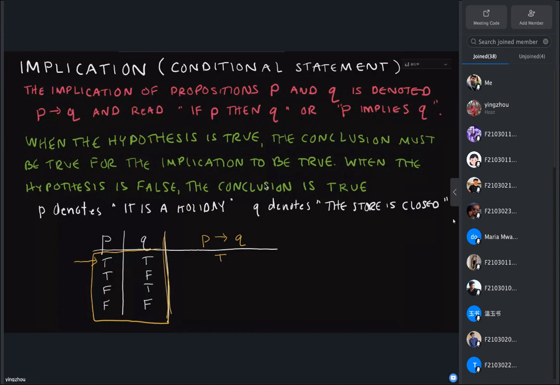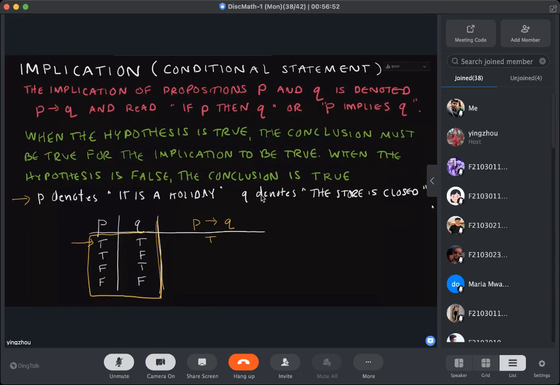So that's true. Looking at it in terms of a scenario, if P denotes that it's a holiday and Q denotes the store is closed, I would expect that if it is a holiday, then the store is closed. Both of those things are true, it's a holiday and the store is closed, that is what I expect. It is true. For my second line, if it is a holiday, true, and the store is not closed, then that's not what I expect to have happen. That is false. So again, if P is true, then Q must also be true in order for my implication to be true.